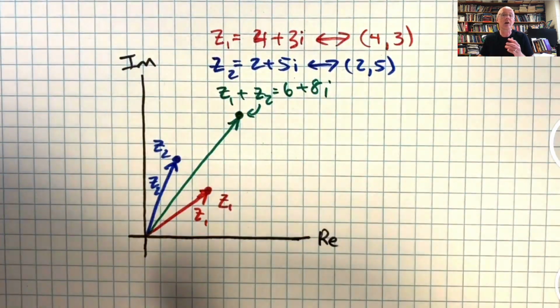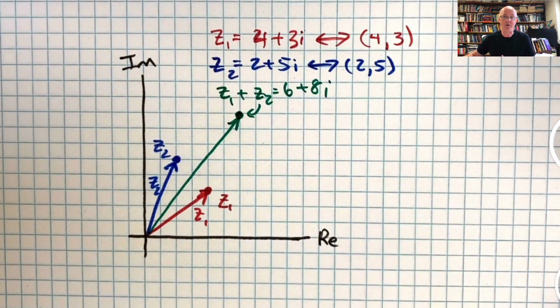Now, is there a relationship between these arrows? Why don't you go ahead and, if you've never thought about vector addition before, take a moment to pause the video and think about it. Do you see a relationship between these arrows?